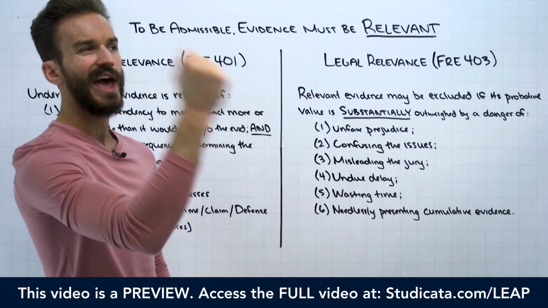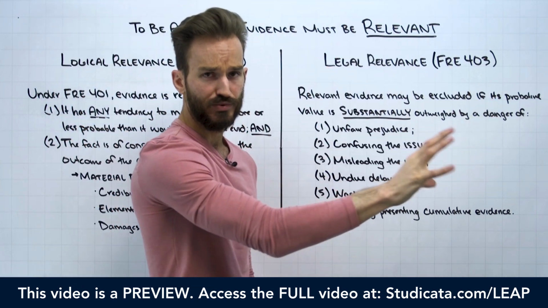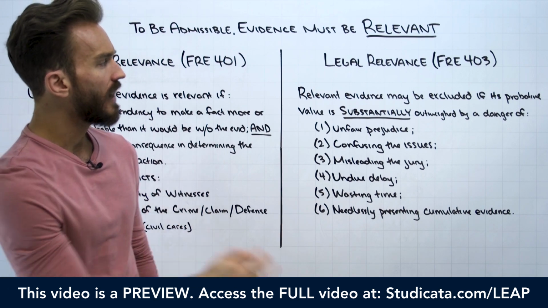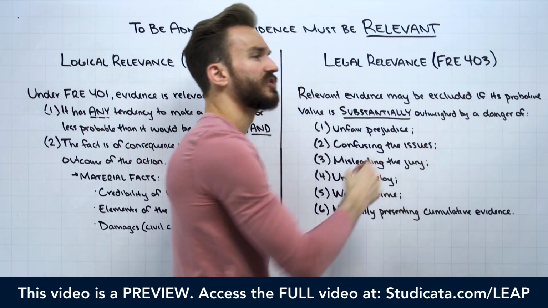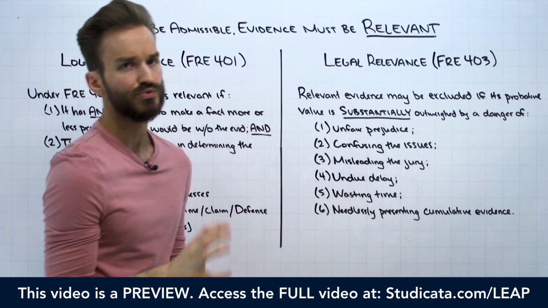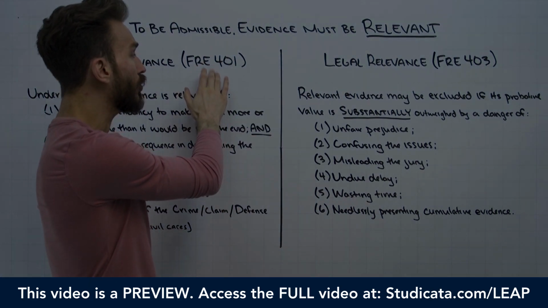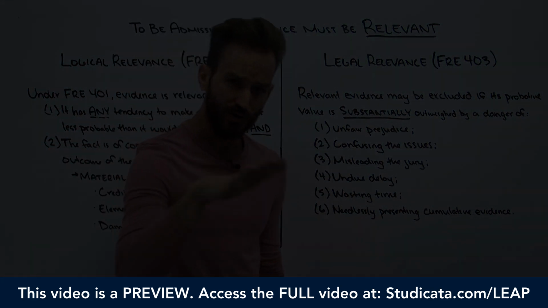The first check on 401, after we determine a piece of evidence is relevant under 401, is 403, which sometimes is referred to as this idea of legal relevance. And this is really kind of a check and a balance on Rule 401, because remember our threshold here.